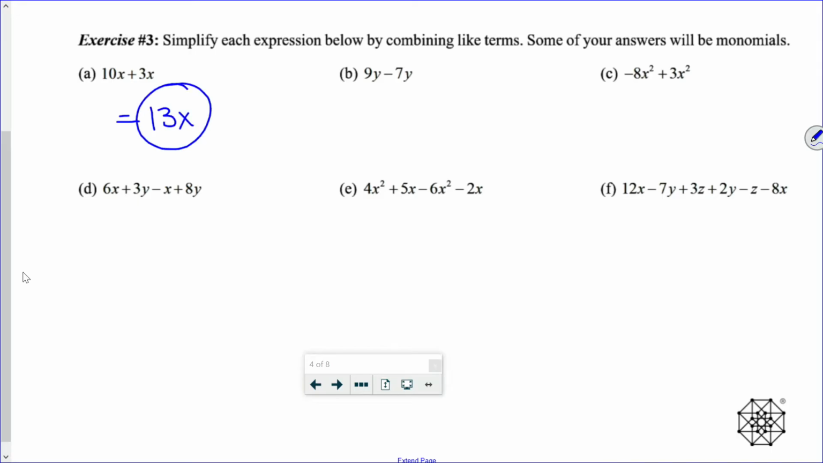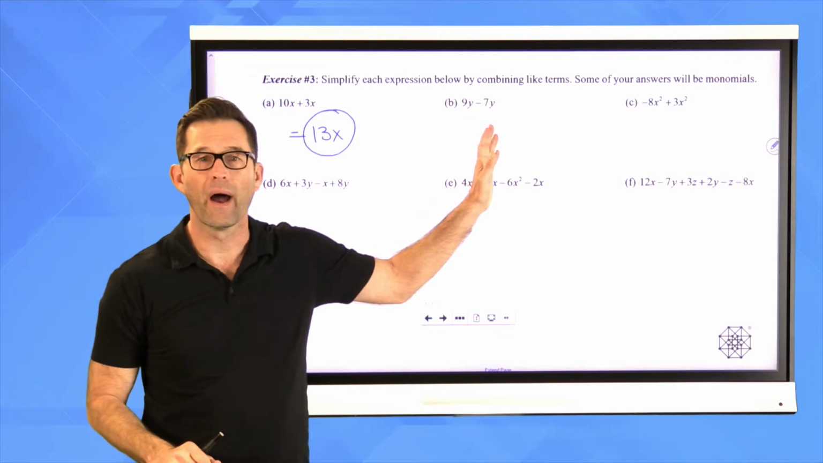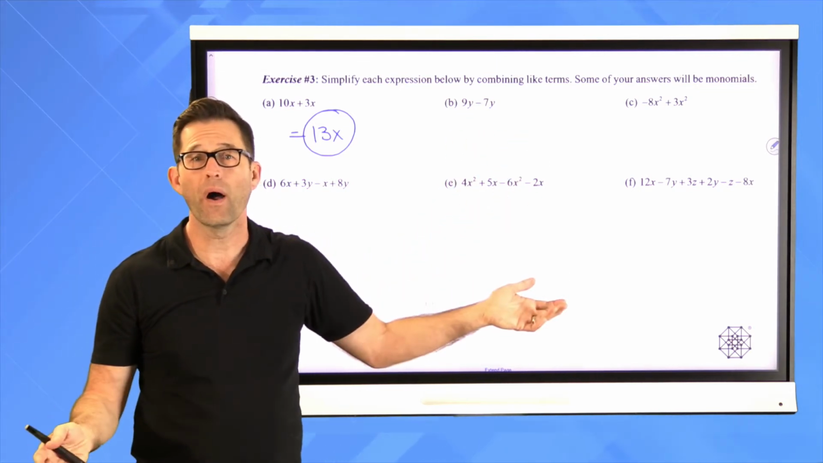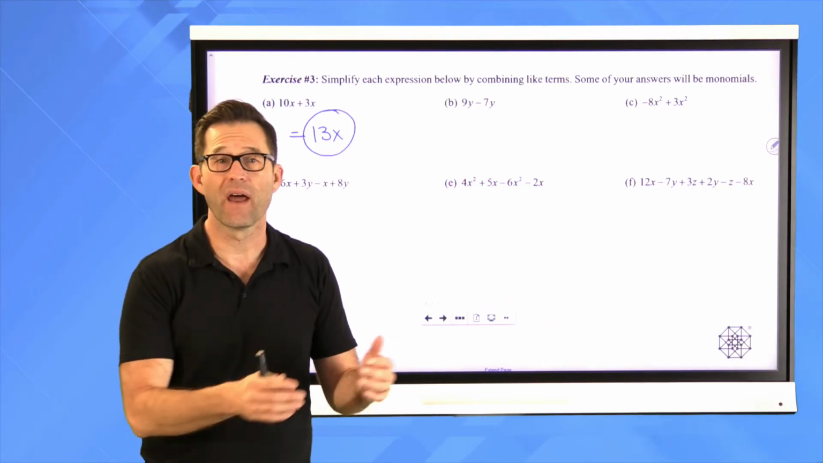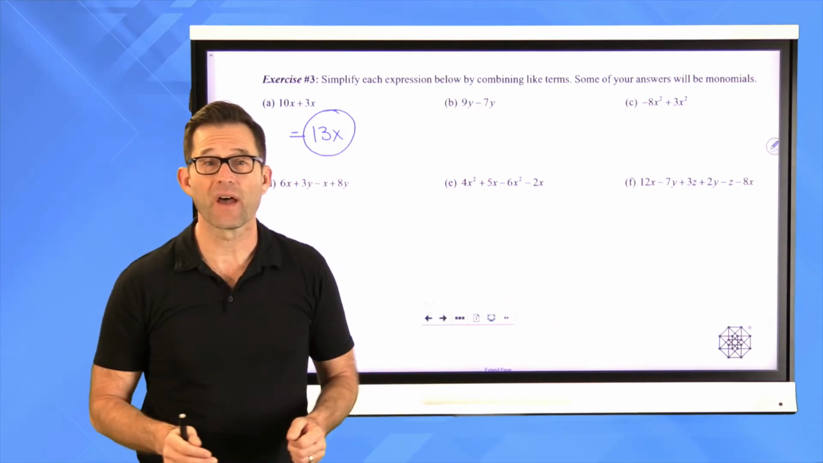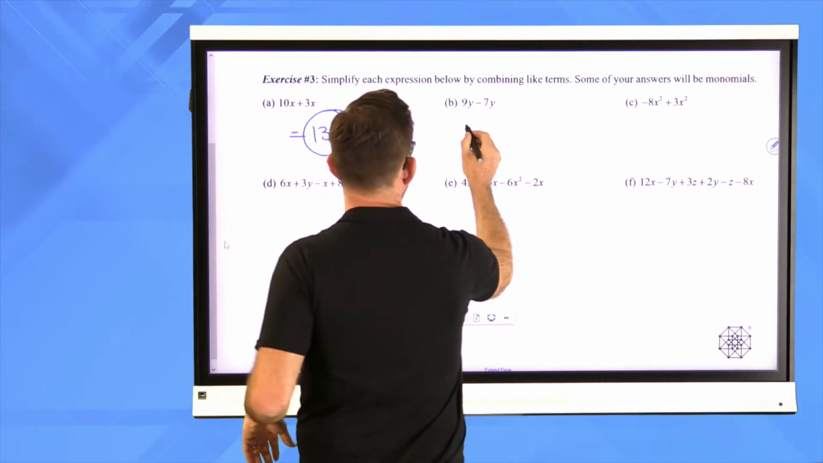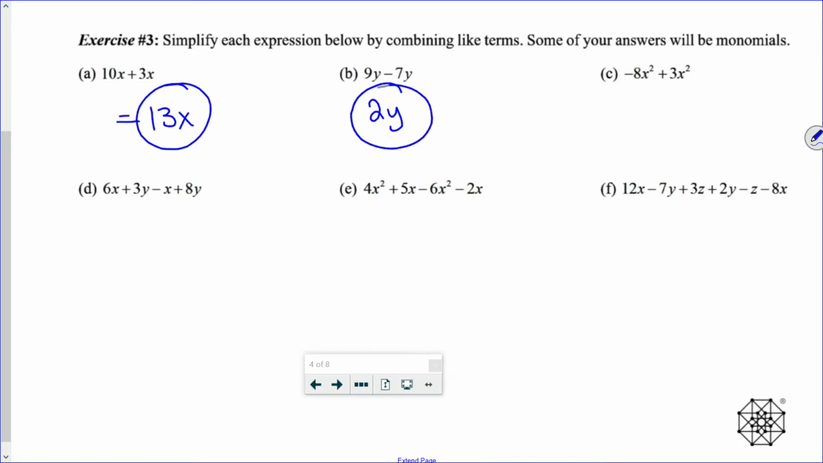All right. Likewise, if I have 9y, which is 9y's, minus 7y, I've got to have 2y's. That's just the deal. If I had 9 oranges minus 7 oranges, I would have 2 oranges. It's exactly the same thing here. 9y minus 7y is 2y.